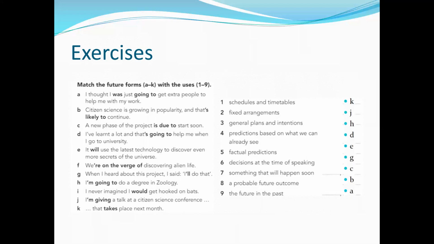Okay, let's check your answers. The first one, schedules and timetables: letter K, because we use present simple when we speak about timetables. Fixed arrangements: letter J. I am giving a talk at a citizen science conference. It's obvious that if you are allowed to give a talk at a conference, it is arranged. And we use present continuous when we speak about fixed arrangements.